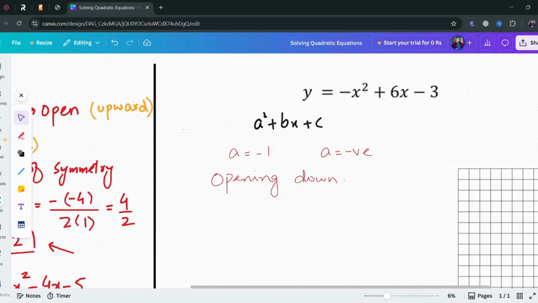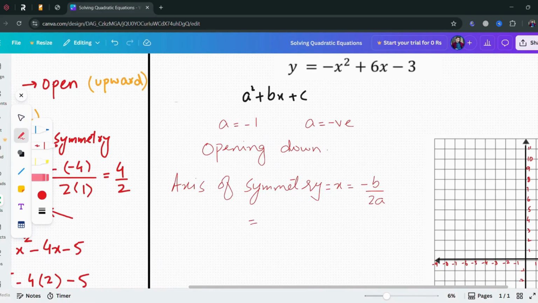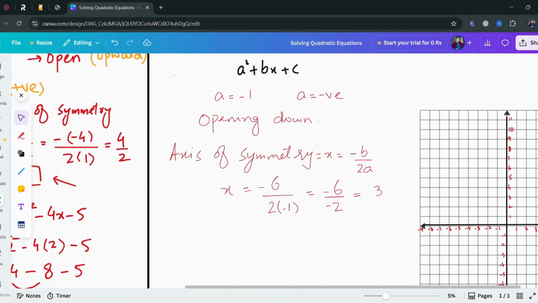Now what is the second thing that we will do? We will find out the axis of symmetry. So let's find out the axis of symmetry real quick. Axis of symmetry is always x equals minus b divided by 2a. So let's put my values in it. What's the value of minus b? That's negative 6, divided by 2 times a, where a is negative 1. So I will get negative 6 divided by negative 2, which is equivalent to 3. So x equals 3. That's the axis of symmetry that I've got.